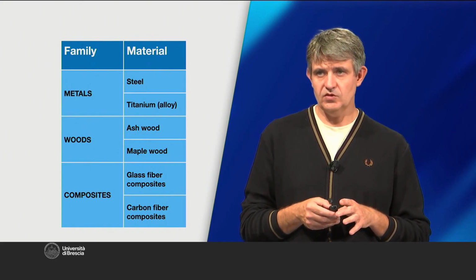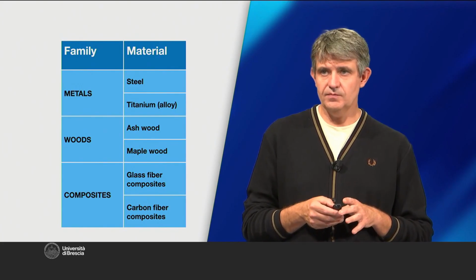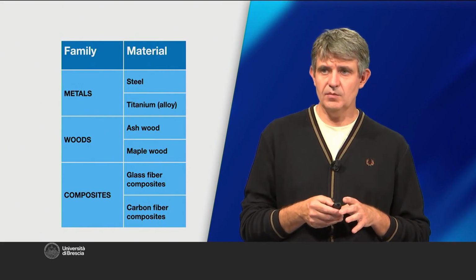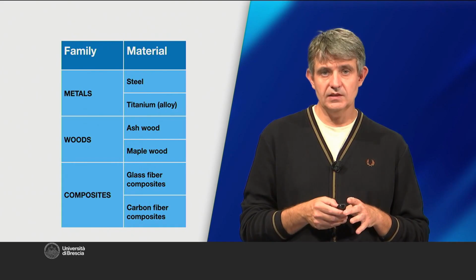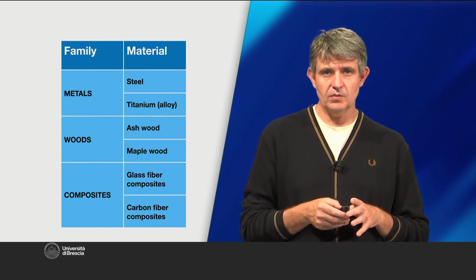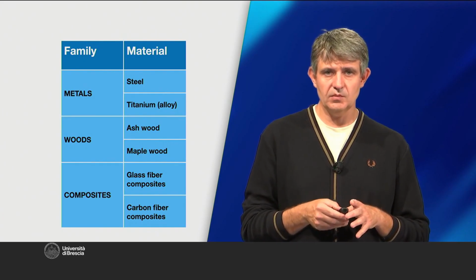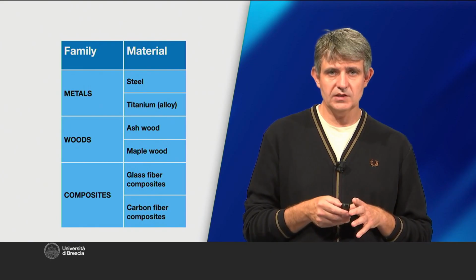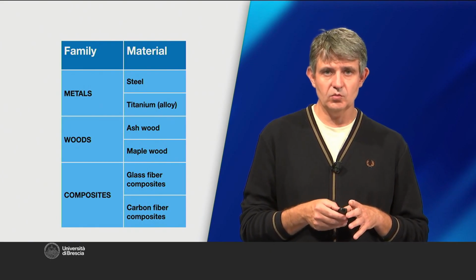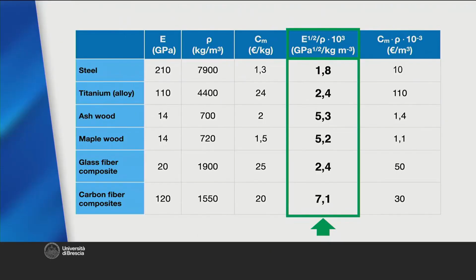Among the selected families of materials, we'll consider just a few examples. For metals, the most common are steel and titanium. For woods, ash and maple. And for composites, those with glass fibers and those with carbon fibers. Obviously, having a longer list of materials that includes light metals like aluminum, magnesium, or composites with different amounts of fibers would allow for a more precise solution to the problem.